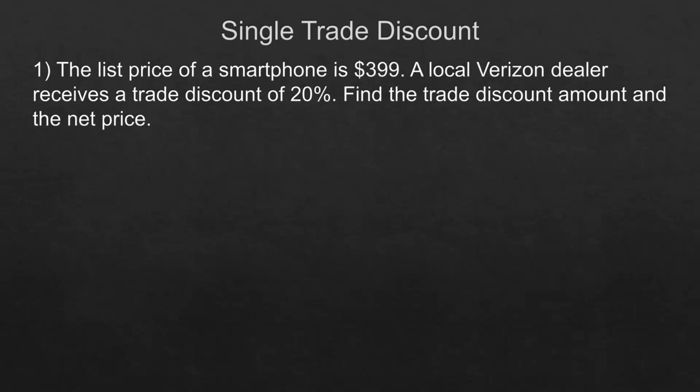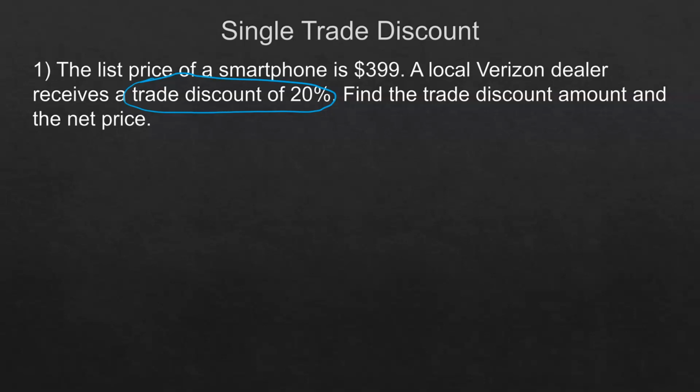Now, you've got to just be careful when you're reading that you don't get things mixed up. The trade discount amount is a dollar amount. The net price is a dollar amount, but we need this percentage in order to do the calculations. And so the trade discount is 20%, the discount percent, the rate of the discount.